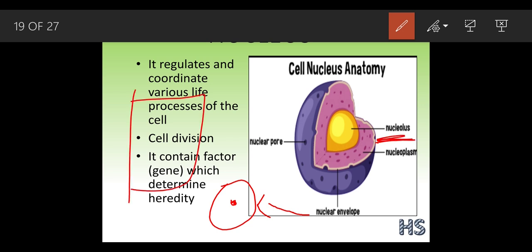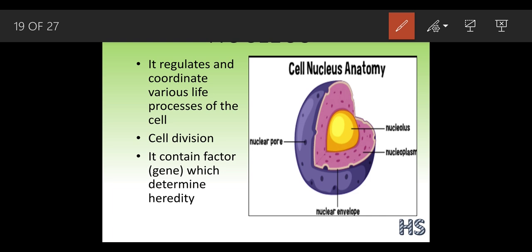As inside the cell there was a region called cytoplasm, same like that, this is a nucleus. Inside the nucleus there is one more nucleus which is called nucleolus, and inside this there is free space which is called the nucleoplasm. As we have a cytoplasm, we have a nucleoplasm as well.